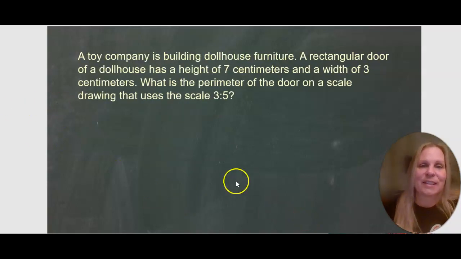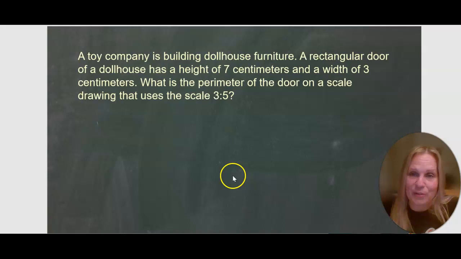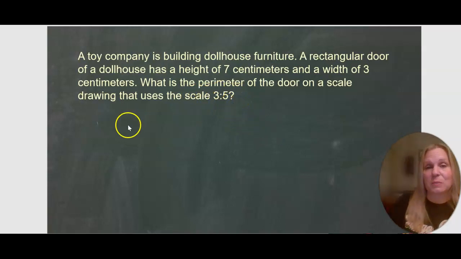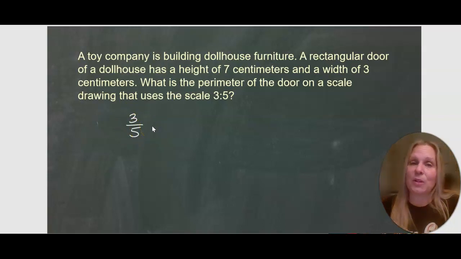All right. A toy company is building dollhouse furniture. A rectangular door of a dollhouse has a height of 7 centimeters and a width of 3 centimeters. What's the perimeter of the door on a scale drawing that uses a scale of 3 to 5? So remember, 3 to 5 can also be written as 3/5. So that tells me that we're getting smaller.